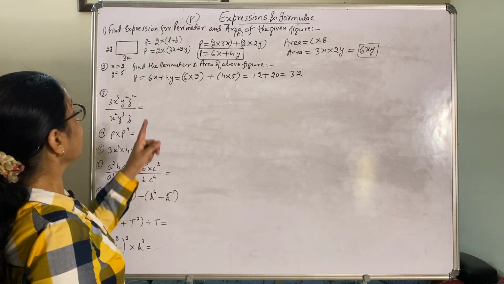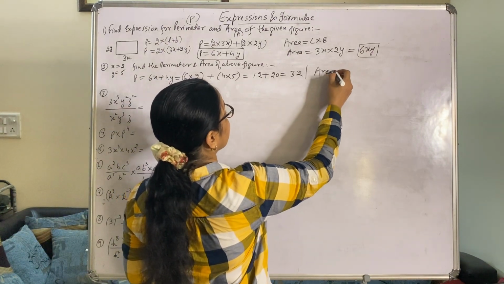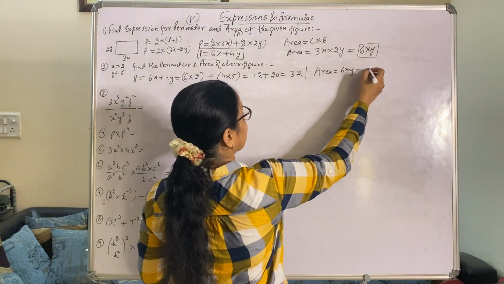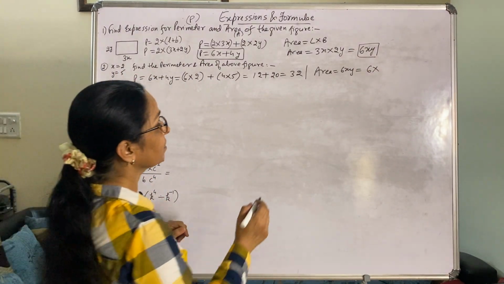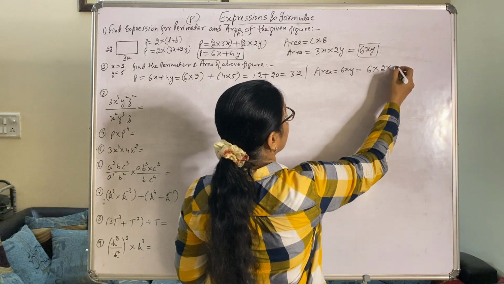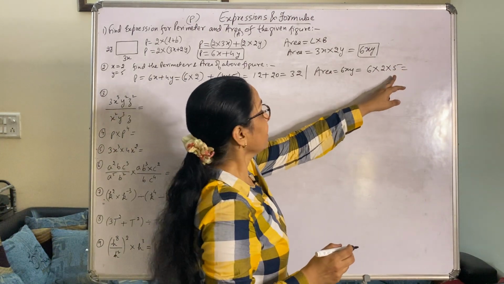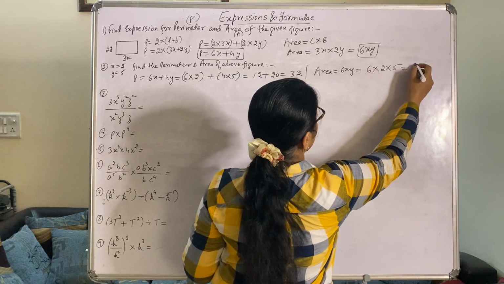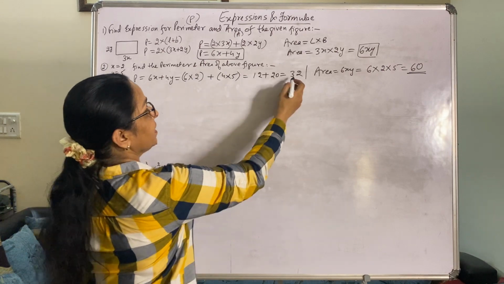Easy. Then coming to area. So area is what? Area is 6xy. So it is 6 times x is 2, y is 5. So 6 times 2 times 5. So 2 times 5 is 10 and 10 times 6, it would give me 60. So this would be our area.